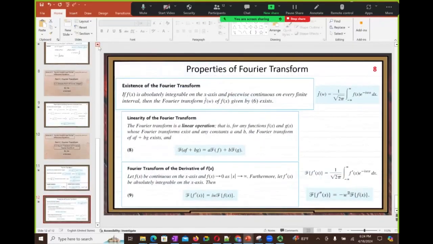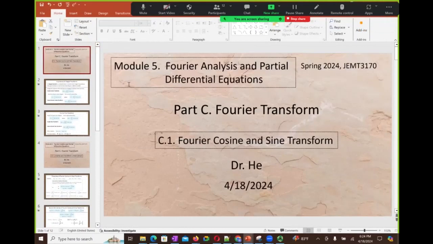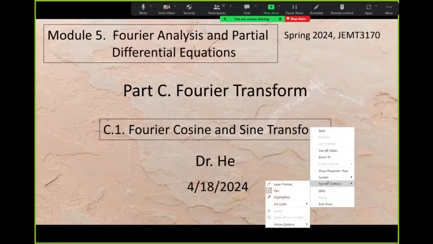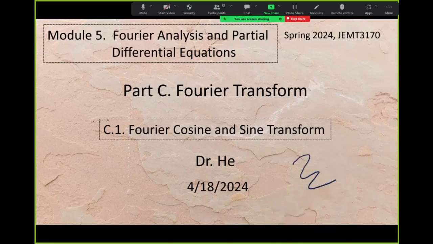Part C, beginning: Fourier transform. Now the most important topic of this module and also of this class, Fourier transform, part C. C.1, let's do another round of preparation: Fourier cosine and sine transforms. So two transforms.